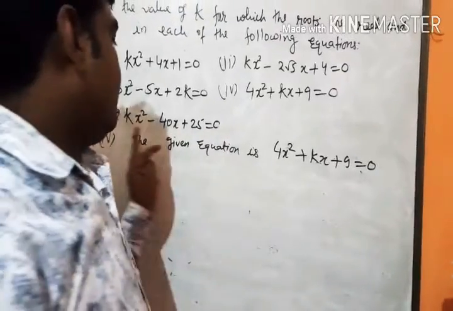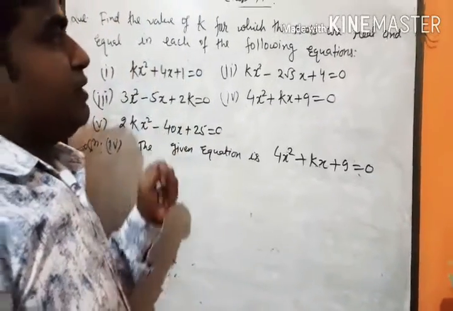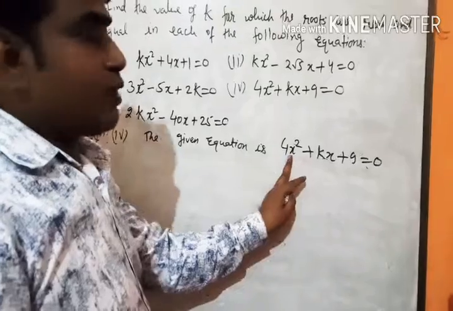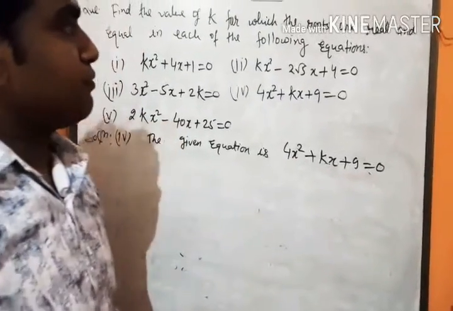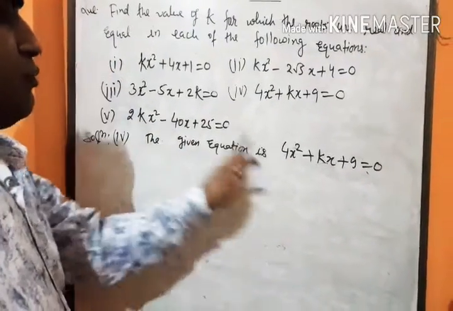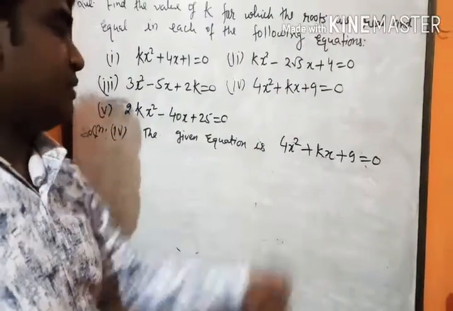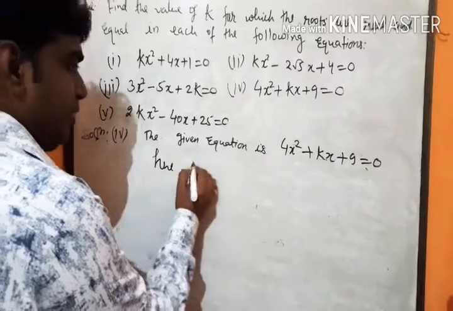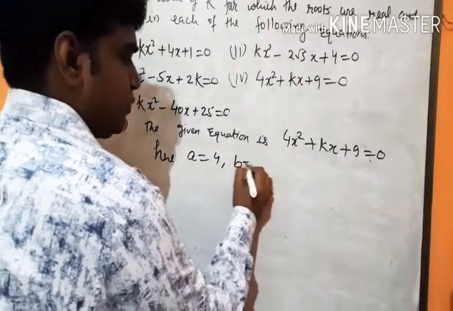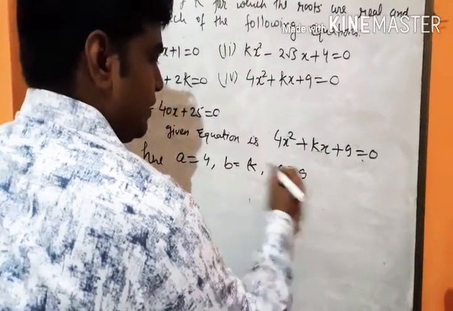For question number 4, find the value of k for which the given quadratic equation 4x square plus kx plus 9 equal to 0 has real and equal roots. So the equation is this. Here a is equal to 4, b equal to k and c is equal to 9.